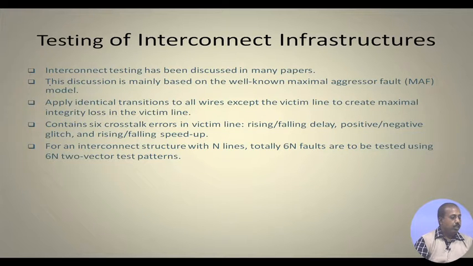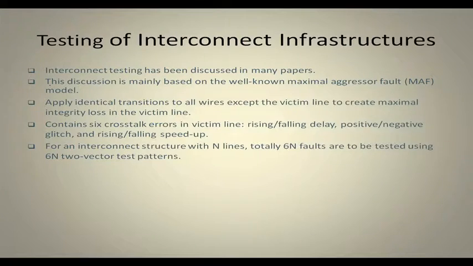The model contains 6 crosstalk errors in the victim line: rising and falling delay, positive and negative glitch, and rising and falling speed-up. Basically, for rising and falling delay, as we have seen, all the aggressors are at some voltage level, logic high, and the victim is going to make a transition from 1 to 0.